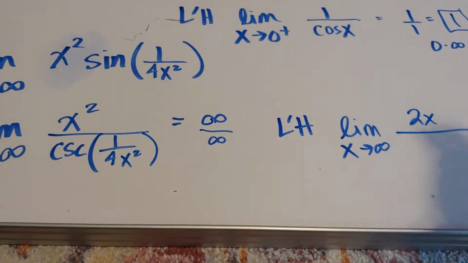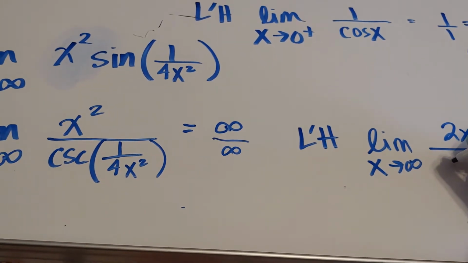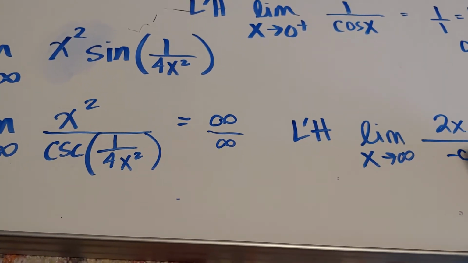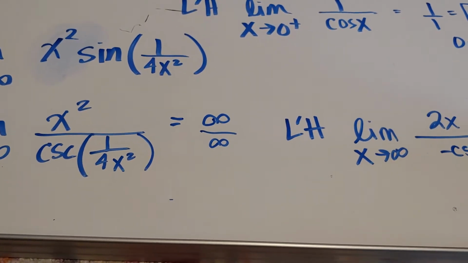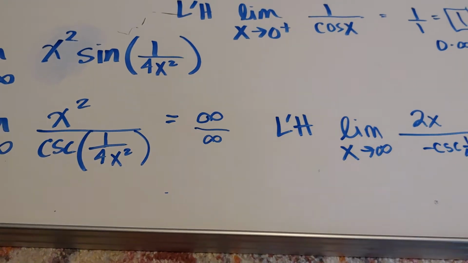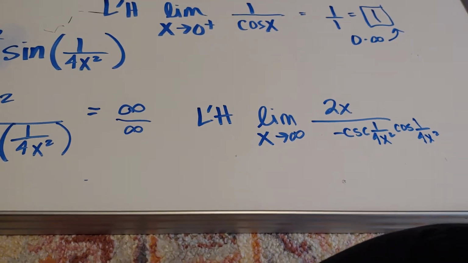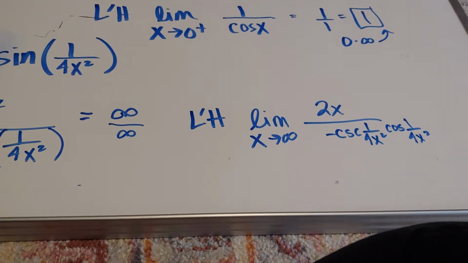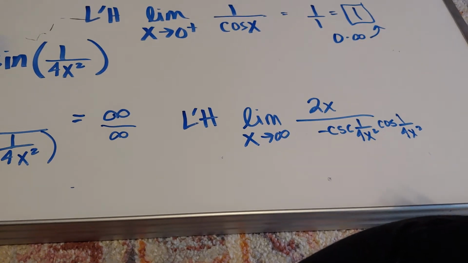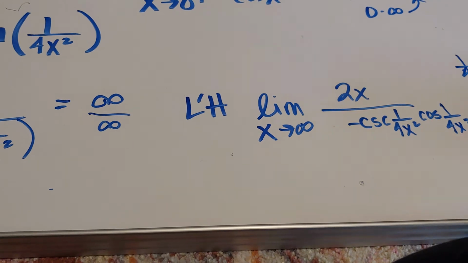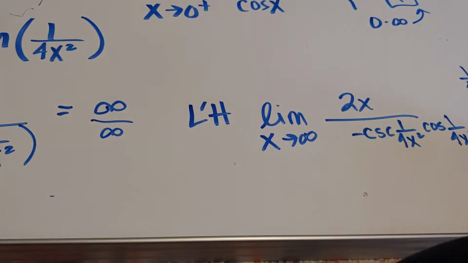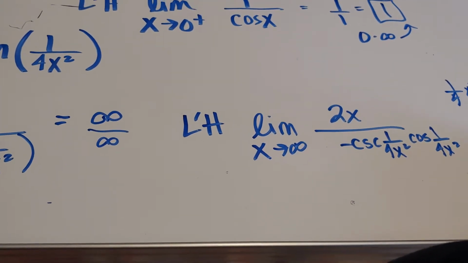The derivative of cosecant is negative cosecant cotangent. And then I have to take the derivative of 1/4 x squared, well, 1 over 4x to the negative 2, which would be negative 2/4 x to the negative 3.